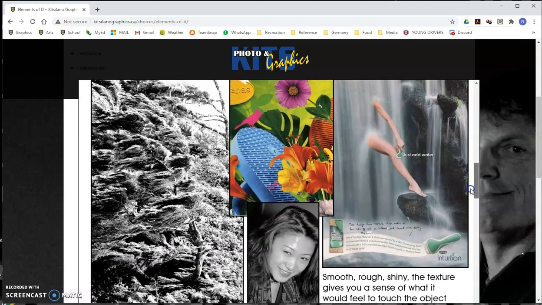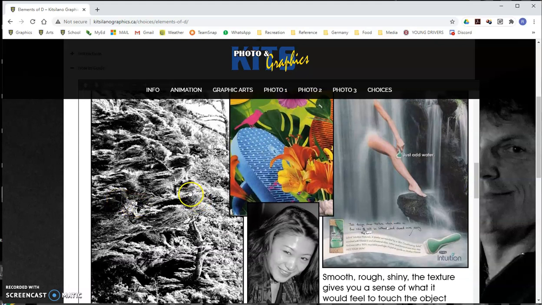Texture means that you can get an idea of what it feels like. If you were to look at the photo, you get a sense of what it would feel like to touch it. So these wind blown leaves here from the trees, or her shiny skin, or the texture on the flip-flop, or the softness of the slow exposure of the water gives you that feeling of softness. So that's all texture, gives you a sense of feeling.